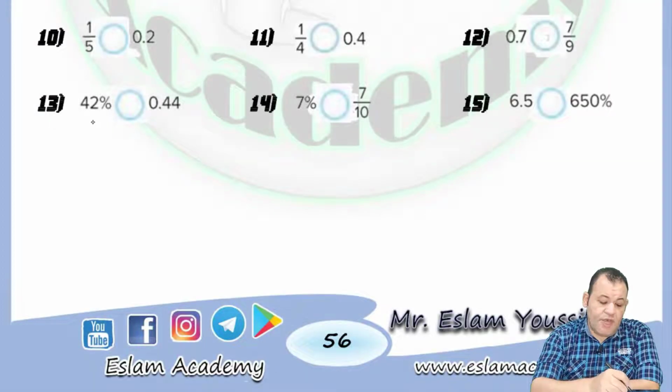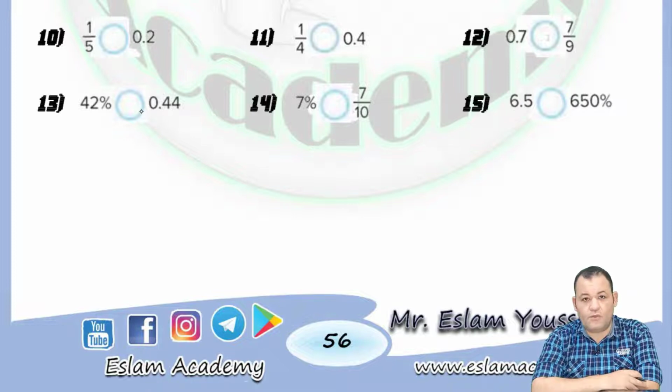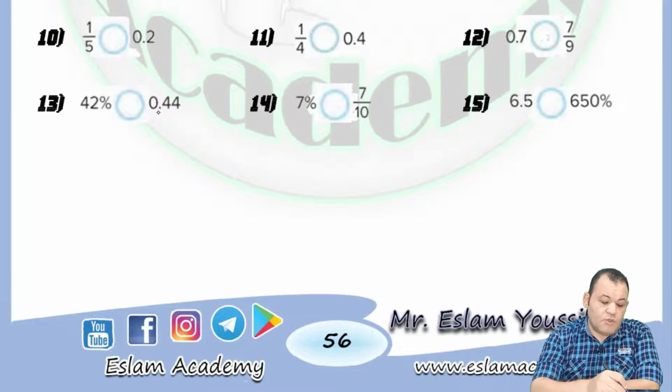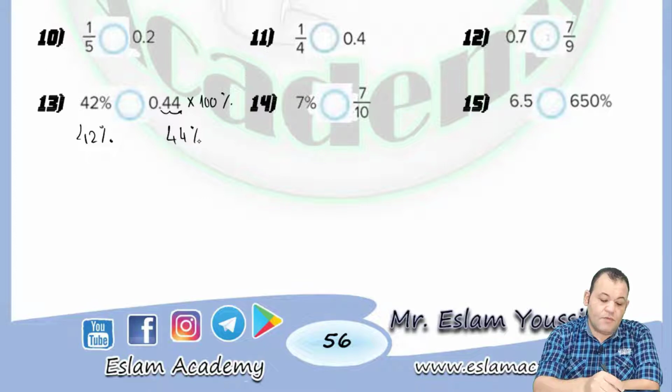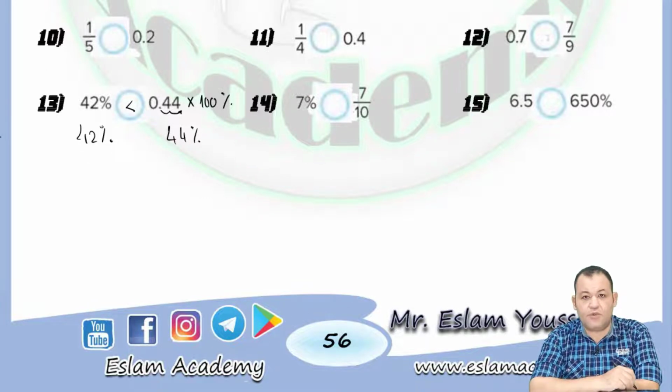In question number 13, we have 42% and 0.44. Now we have a percent and a decimal. You need to write both of them as decimals or both of them as percents. Whichever is easy for you, you can write. For this one, I prefer to convert both of them to percent. Because we have 0.44, to write it as a percent I just need to multiply it by 100%. Multiplying by 100% means moving the decimal point 2 places to the right. So I now need to compare 42% and 44%. You will find that 44 is greater than 42.